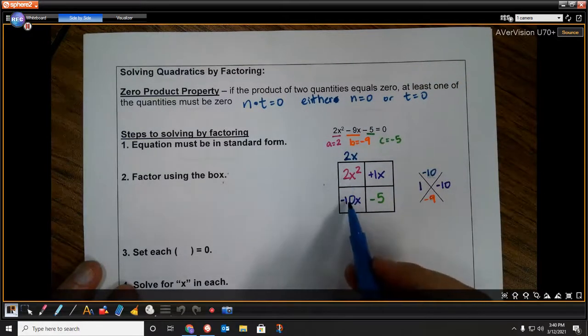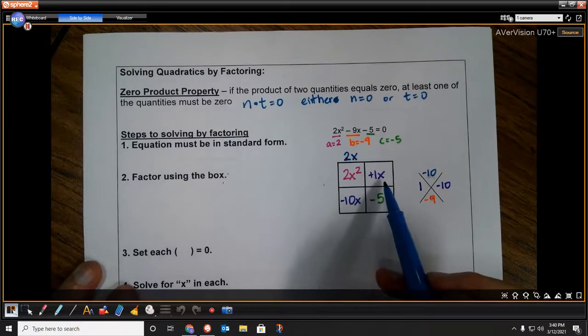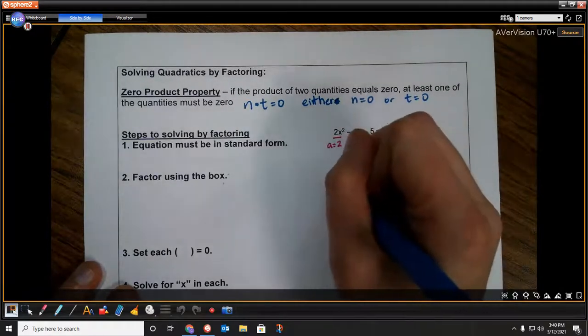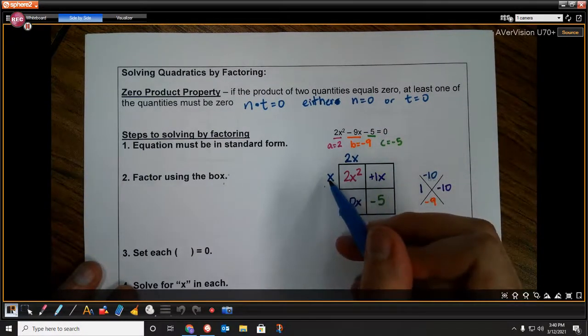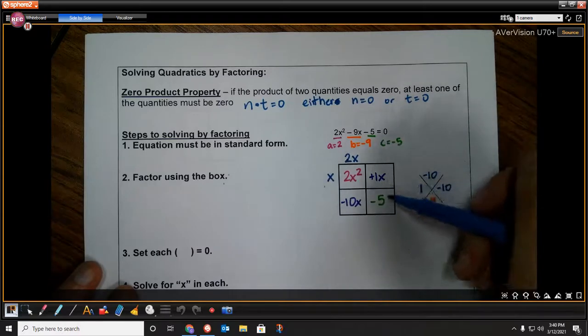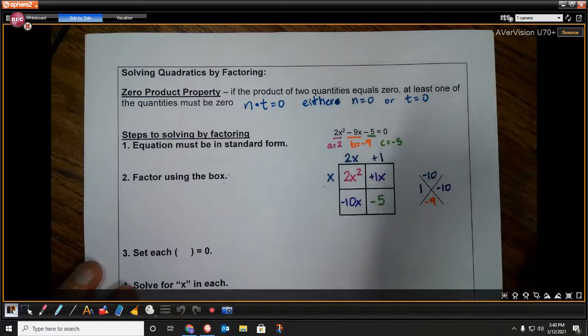2 is divisible by 2, and negative 10 is divisible by 2. Then we go this way, and we go between 2 and 1x, and they both have a common factor of x. All right, and then we go here, and we say, okay, well, what's our common factor between 1x and negative 5? Well, that's just going to be a 1.